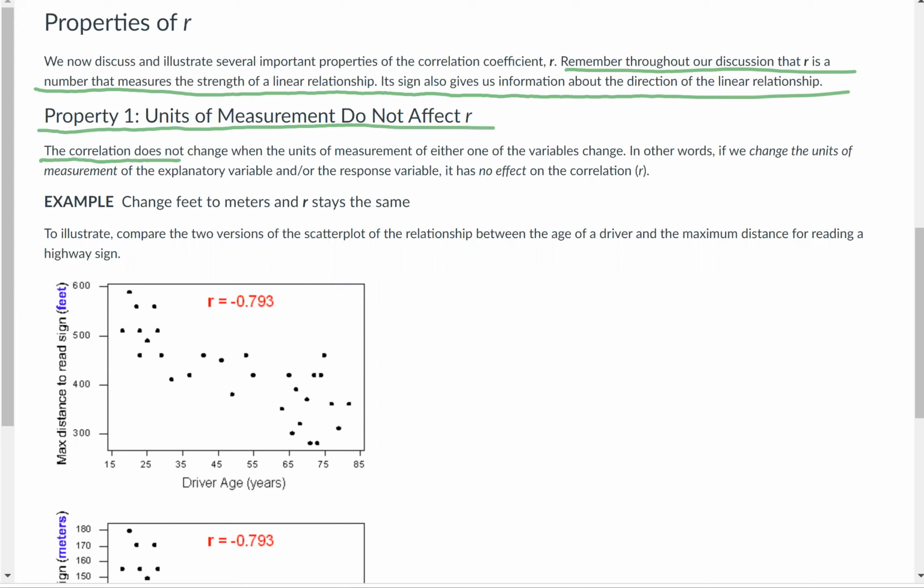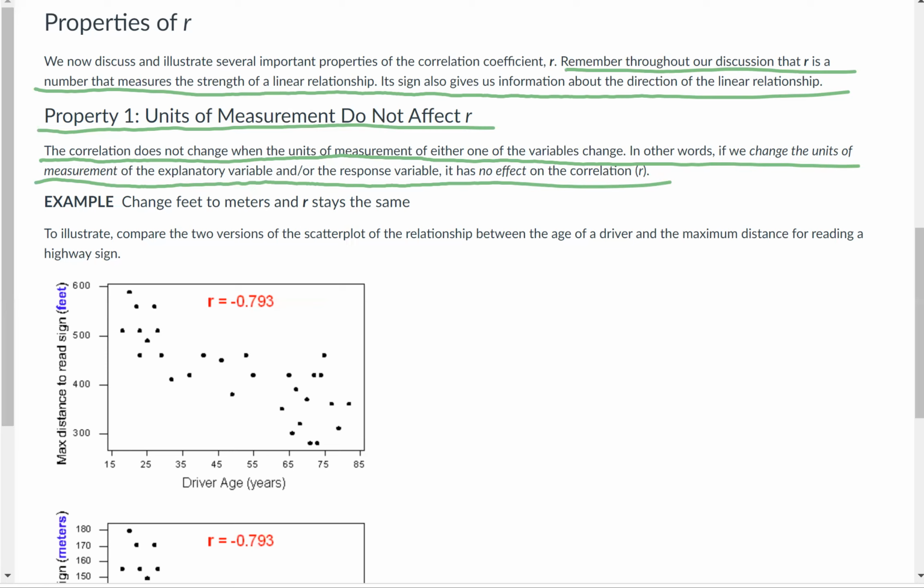The correlation does not change when the units of measurement of either one of the variables changes. In other words, if we change the units of measurement of the explanatory variable and/or the response variable, it has no effect on the correlation R. So something like if you were measuring the height of a person in feet, and you calculated R somehow, I guess that's the X value, and then something else is being measured for the Y value. And then you change it from measuring in feet to inches, for example.